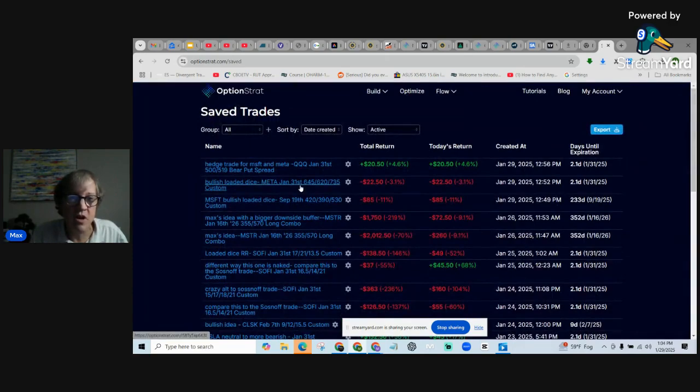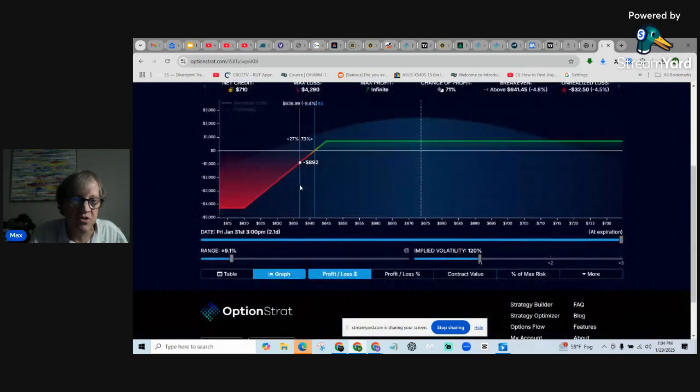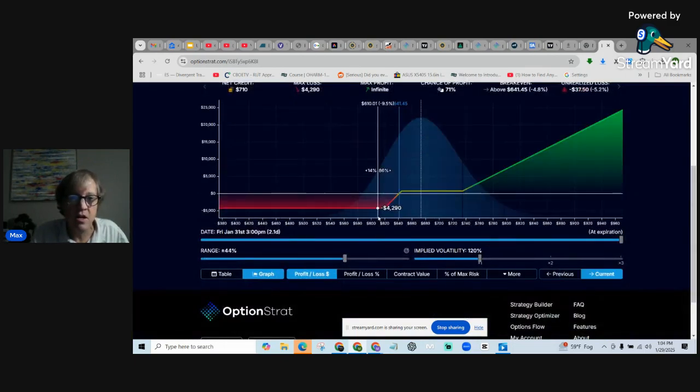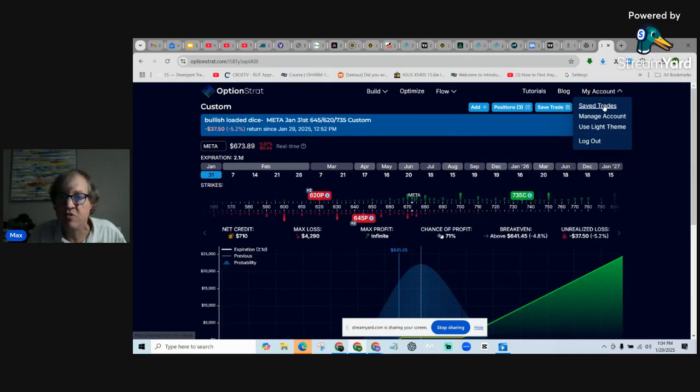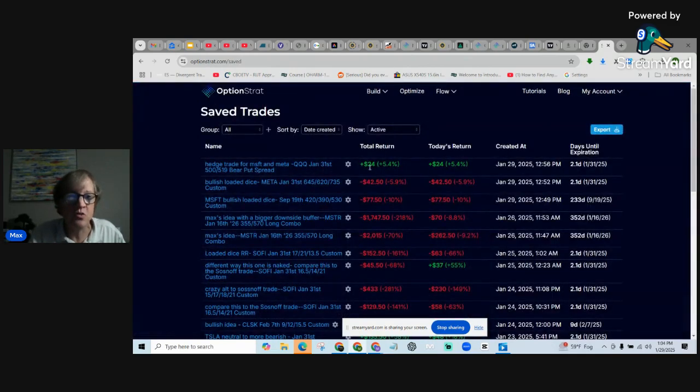Which one, the Meta trade. One of these trades alone, if it misses bad, has a $4,200 loss. But of course, it'd be nice to have the money from the hedge trade. It'll help offset the loss, and that's what it's designed to do.